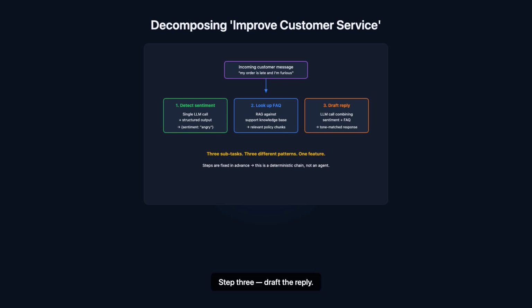Step 3. Draft the reply. That's another LLM call combining the sentiment signal and the retrieved chunks into a tone-matched response. 3 subtasks, 3 different patterns, 1 feature. And notice, the steps are known in advance. Sentiment always comes first, retrieval always comes second, drafting always comes third. That makes this a deterministic chain, not an agent. The developer decided the order, and that's exactly right.